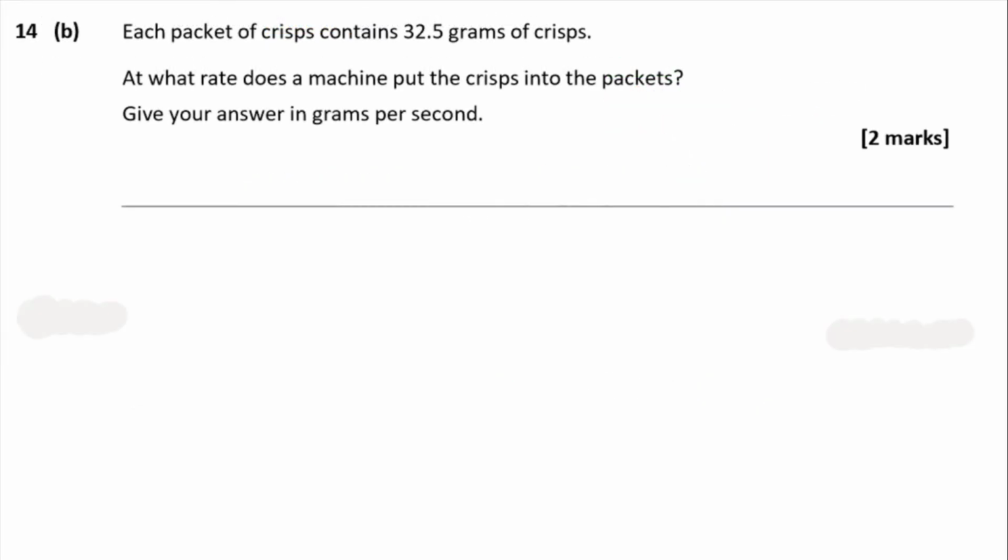Part B says each packet of crisps contains 32.5 grams of crisps. At what rate does the machine put crisps into the packet? Give your answers in grams per second. So we're looking again at one machine, and not 35 machines, so just bear that in mind. And we know that a machine can pack a packet of crisps in 4 seconds.